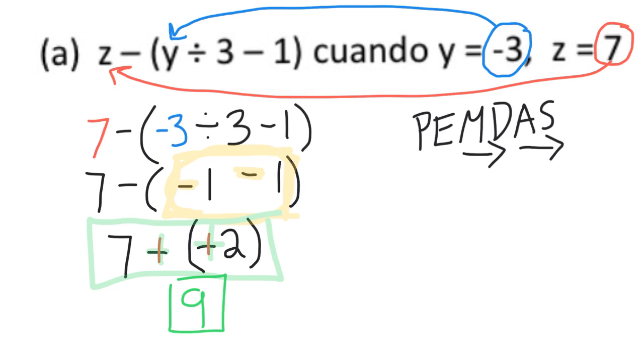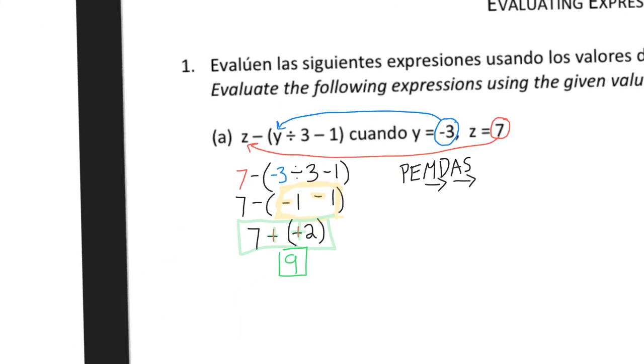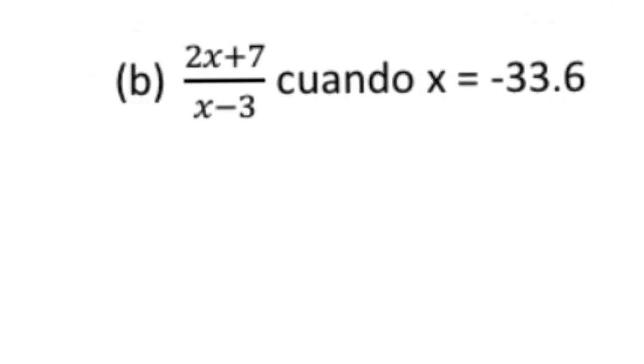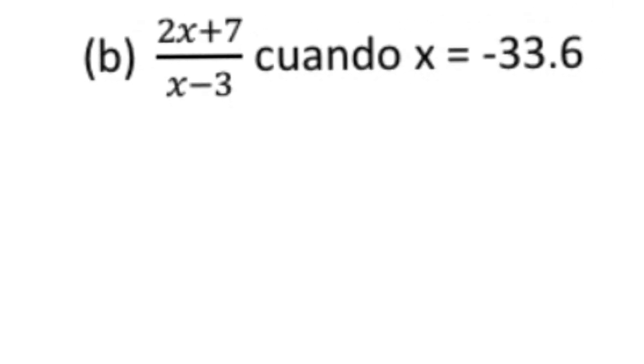Now let's do the following problem. This question says 2x plus 7 over x minus 3 when x equals -33.6. What do I do first? Circle the number. What's the number? -33.6. Now what do I do? Draw an arrow. Where do I draw the arrow to? What letter? X. Draw the arrow to both x's. Every single x gets this arrow.